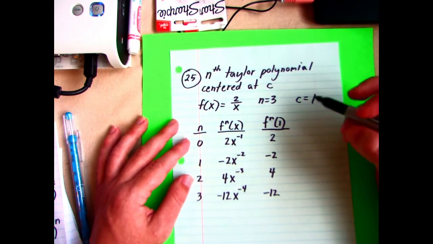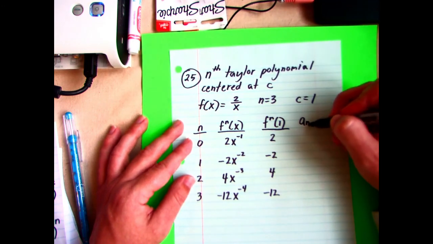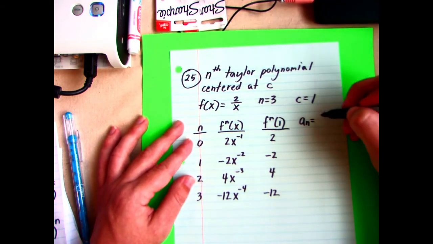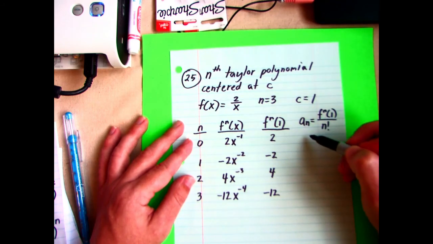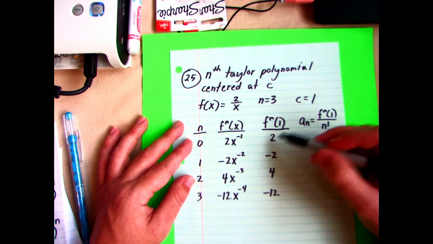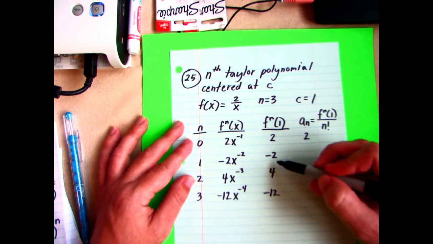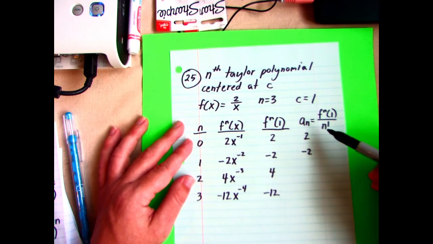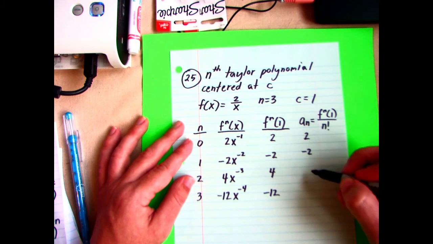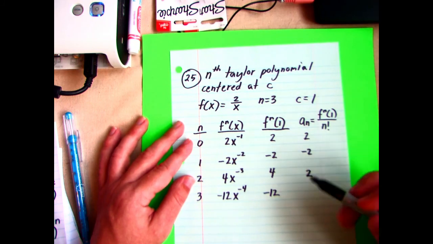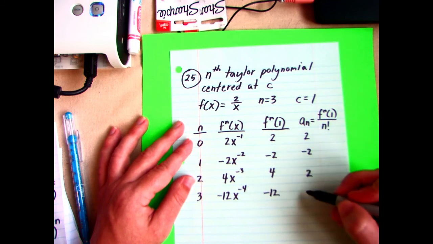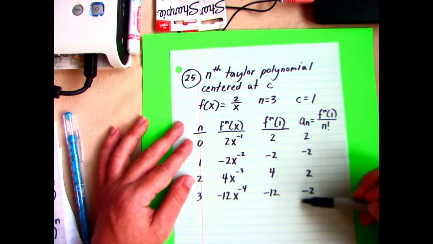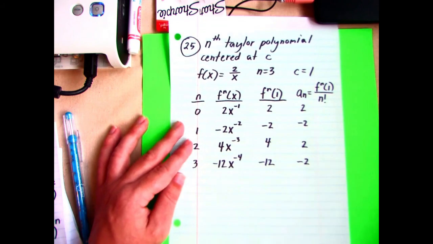My last column is putting that derivative value over n factorial. These are going to be my coefficients of my terms. First one, 2 over 0 factorial is 2. Minus 2 over 1 factorial is minus 2. 4 over 2 factorial is 2. And finally, minus 12 over 3 factorial is minus 2. So those are my coefficients of my terms.